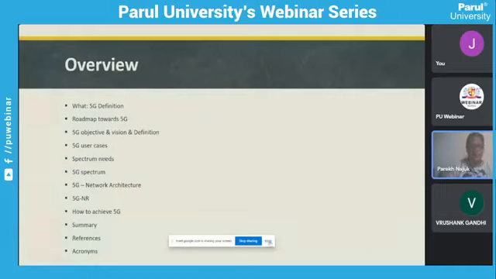Now, you can see over here, this is the overview that we are going to see in this seminar. It is a talk about the definition of 5G and how we move from 1G to 5G. What are the objectives, what is the vision, what are the definitions, and how we are going to implement. Right now 5G is in the deployment stage, so how we are going to implement 5G in our network. That is the main thing that we are going to focus on in today's scenario.